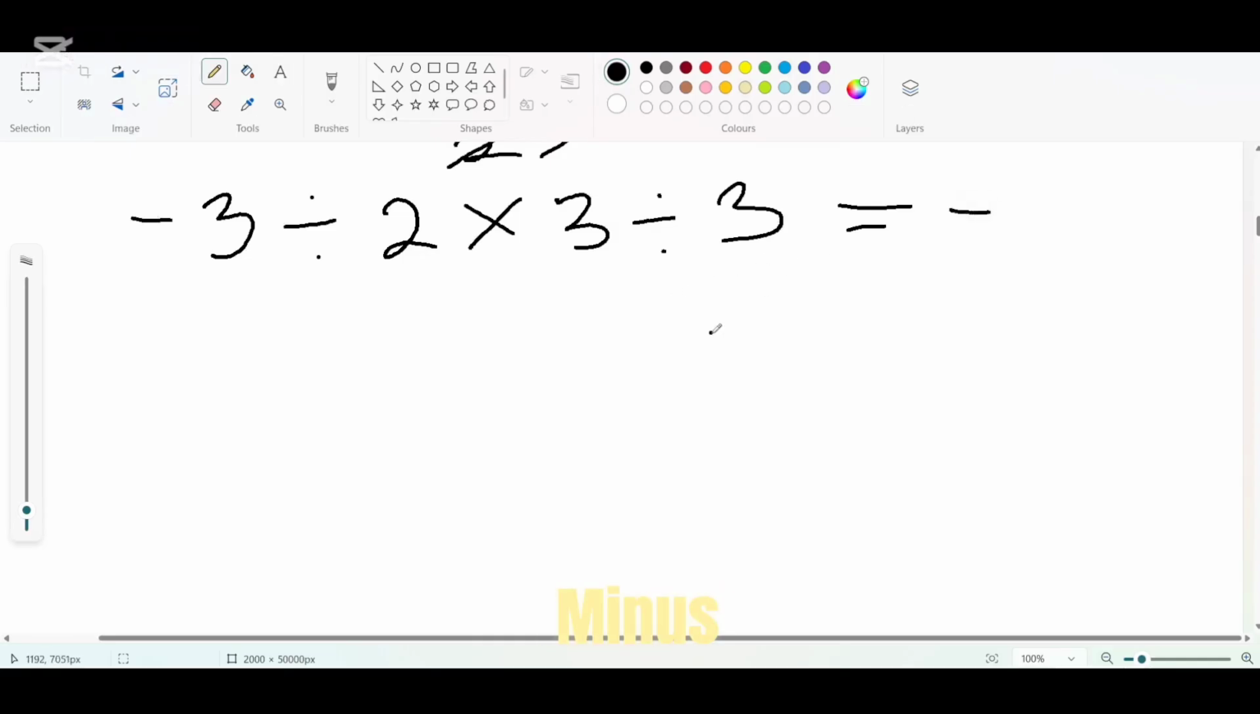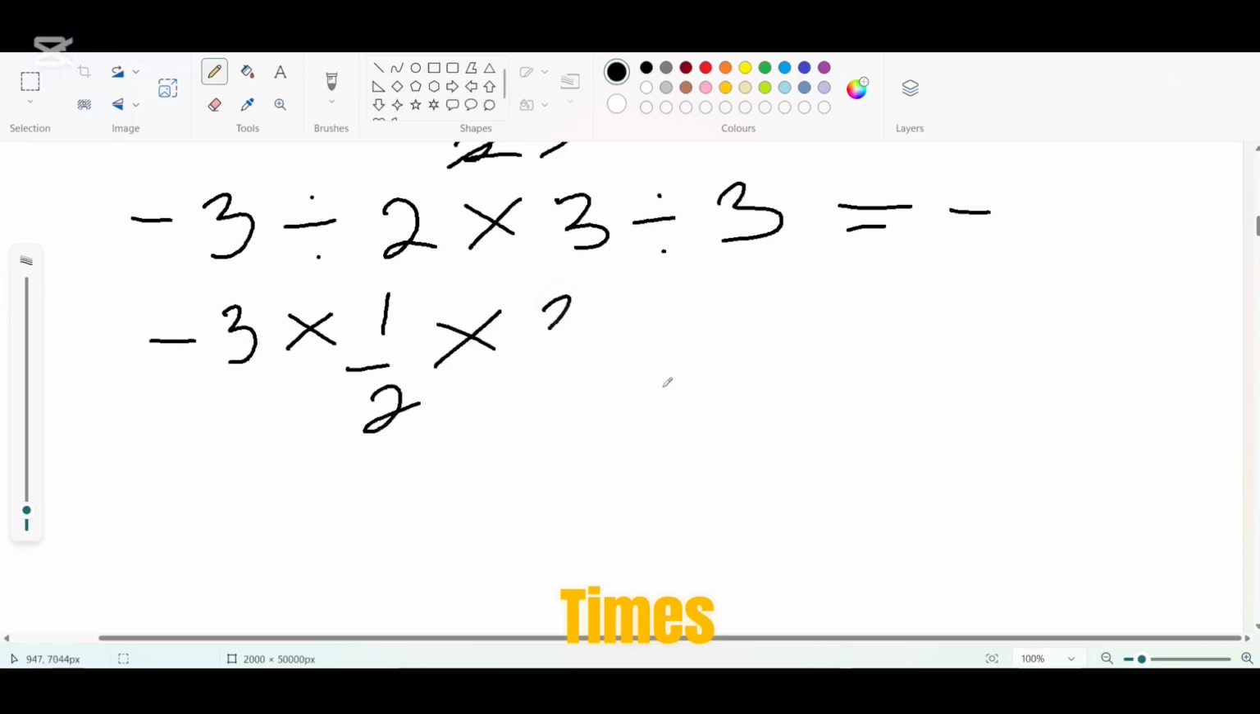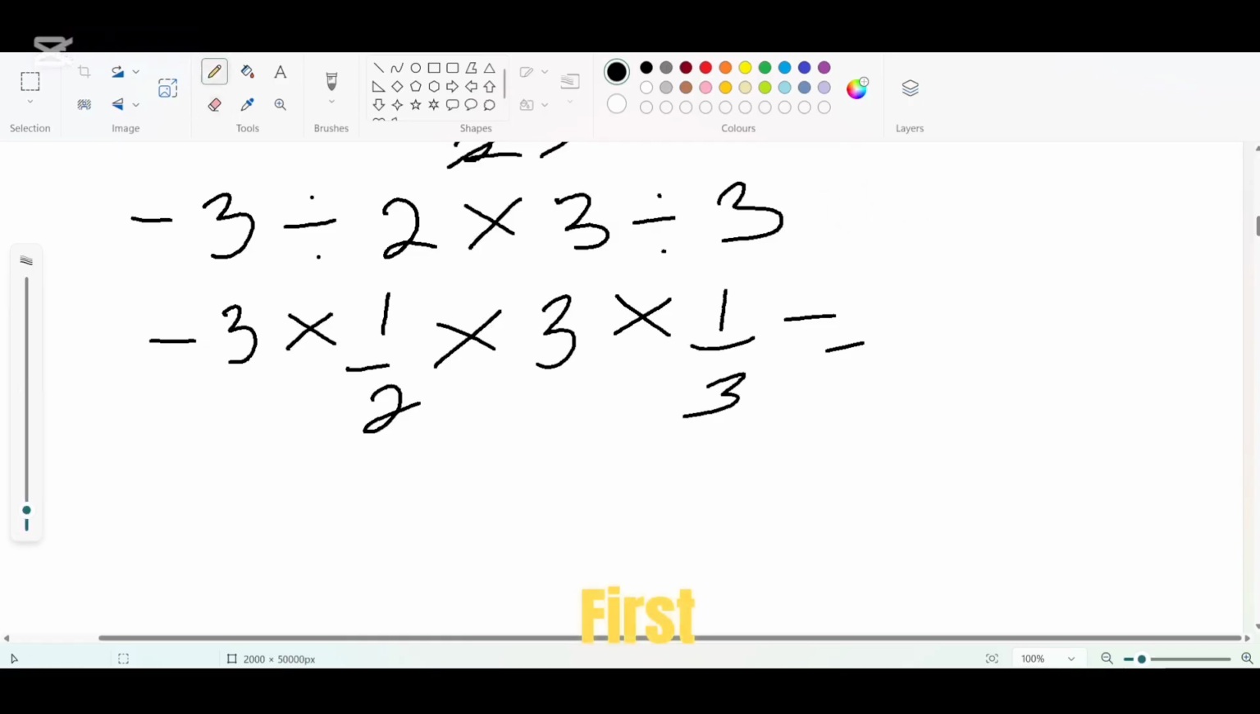So that's minus. Now, what are we going to do here? This division that is here, and there is a division here. What do we do to the division? We convert it to what? To multiplication, right? So it's going to be minus 3 times 1 over 2 times 3 times 1 over 3. Okay. Leave this one out first. Could I write the question? Oh yeah, go ahead. What are we going to do at this point?